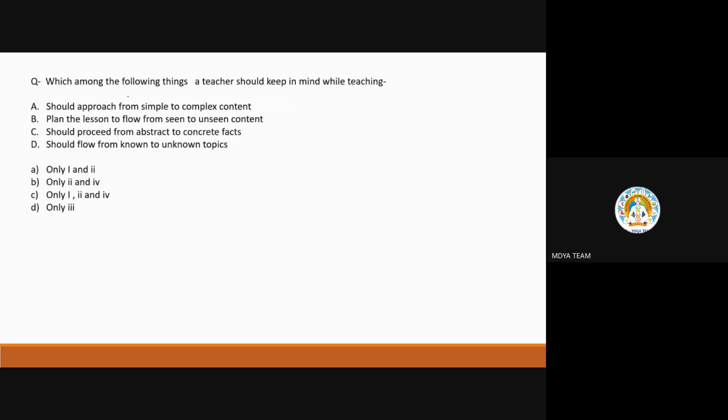Which among the following things a teacher should keep in mind while teaching? Okay, before solving this question, just read this. What are the maxims of teaching? Some maxims of teaching are there. Like, teaching should go from easy to complex. First, a teacher should teach the student the easy concept, then the complex problems.